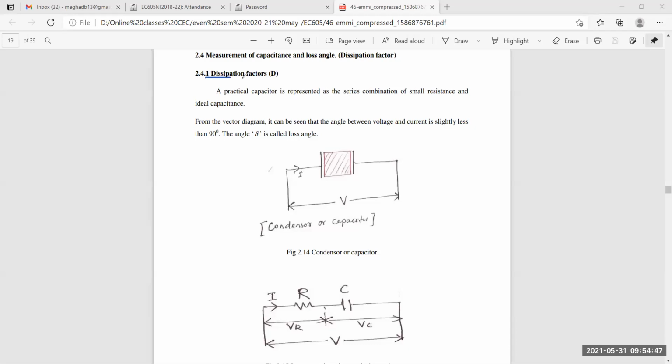First is dissipation factor, D. What is dissipation factor? This is important. A practical capacitor is represented as a series combination of a small resistance and an ideal capacitance. Dissipation factor is an important term. You have learned this word dissipation many times, that heat is dissipated. So, what is dissipation factor? Till now we have read many bridges, right? But we haven't used this word dissipation.